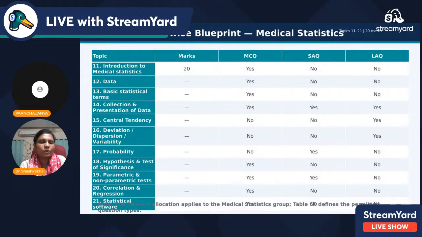So usually what they will be asking, they will ask what is central tendency, and you are supposed to explain about the mean, median and mode in detail. Next is deviation, or it is also called dispersion or variability, which will also be asked for LAQ, 10 marks.